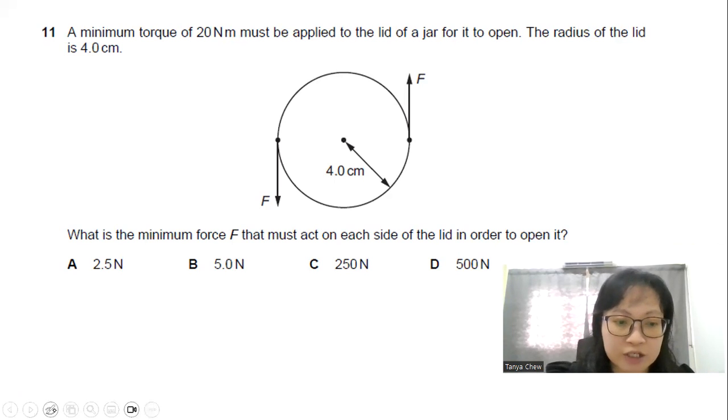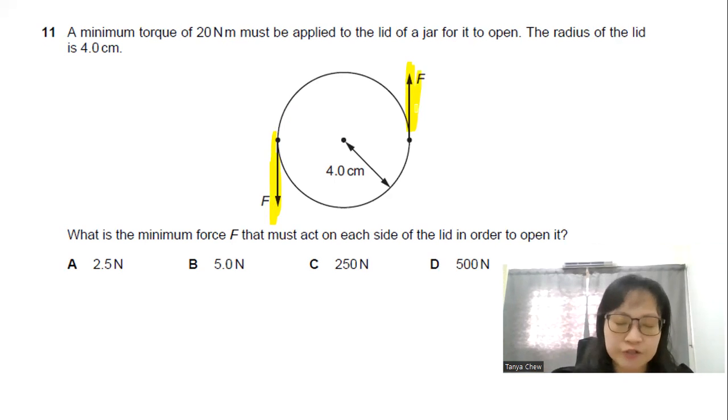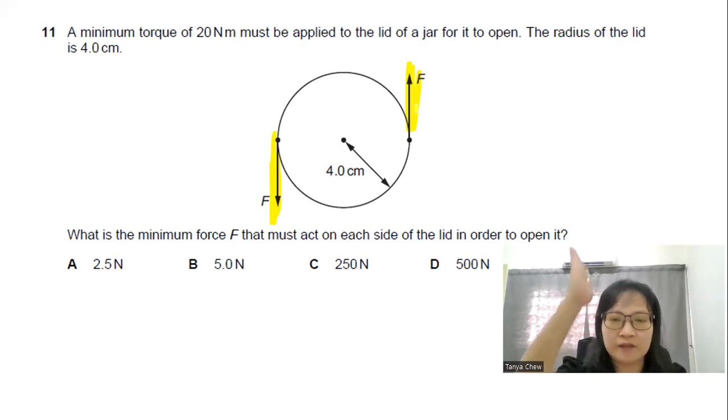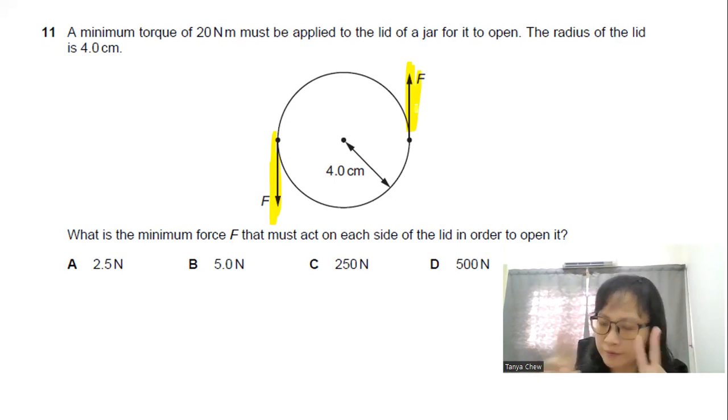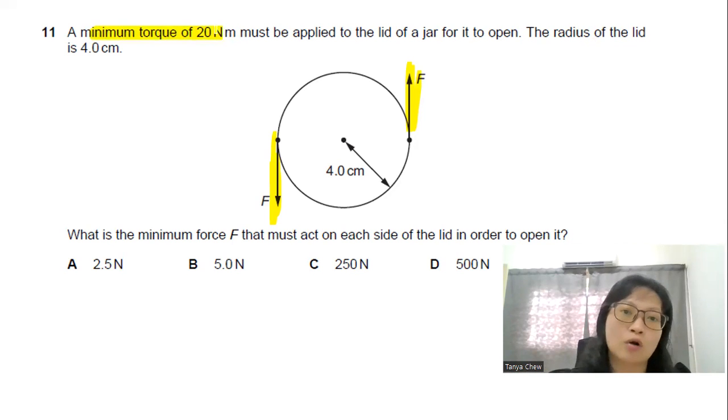Could you see that these two forces are actually coupled? Why are they called coupled? It is because first, they are acting in anti-parallel directions. One is upwards, the other one is downwards. The second reason is that they are of the same magnitude. And the third reason is that they are separated by a distance. So the torque given here is the torque of the couple.